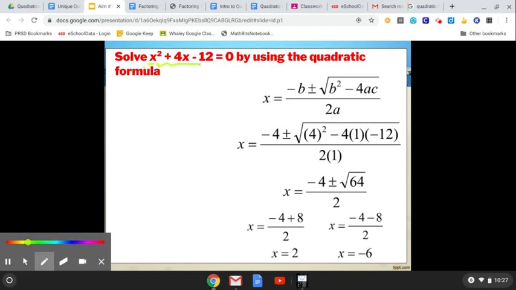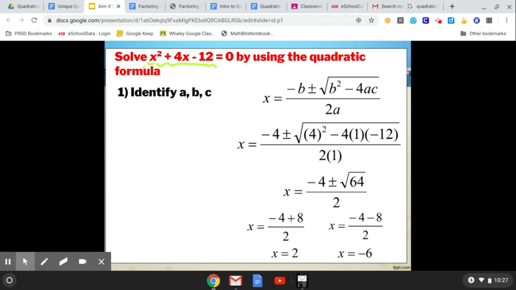Here's the quadratic equation that we're going to solve. It's the same one we just looked at a minute ago. And the first thing I need to do is identify a, b, and c. a is 1. That's the number in front of x squared. b is positive 4. And c is negative 12.